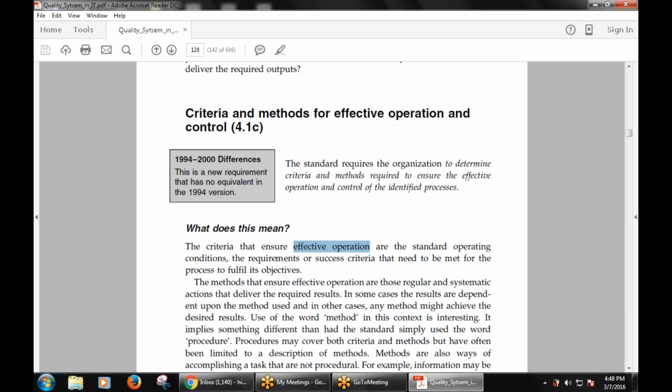The methods that ensure the effective operations are those regular and systematic actions that deliver the required results. So whatever the required result that is applicable, that is used for the effective operation, those are regular and systematic actions that deliver the required result. In some cases, the results are dependent upon the method that is used, and in other cases, any method might achieve the desired result. So whatever the criteria that is applicable, that is showing the method.